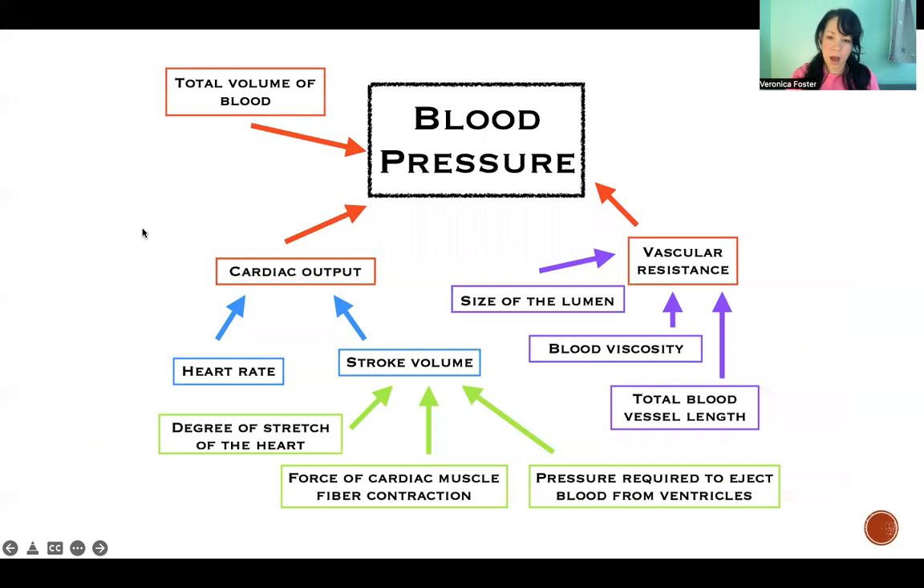So just to review and look back at our flow chart here, our three big factors that affect blood pressure are total volume of blood in the system, cardiac output, and vascular resistance. Heart rate and stroke volume are what control cardiac output. Degree of stretch of the heart, force of cardiac muscle fiber contraction, and the pressure required to eject blood from the ventricles are what affect our stroke volume. Then we have vascular resistance that is affected by the size of the lumen of the blood vessels, the blood viscosity, and the total blood vessel length.